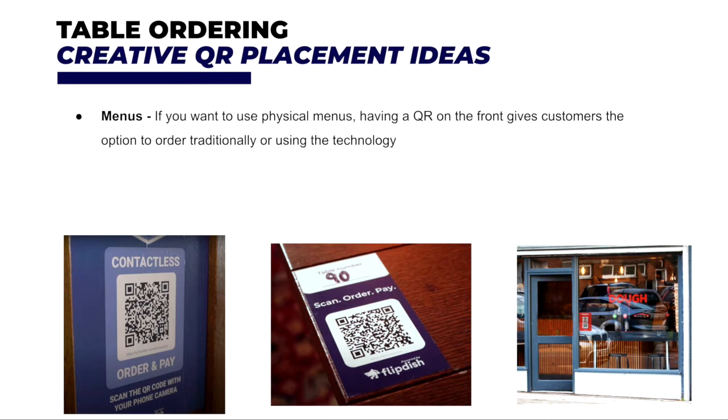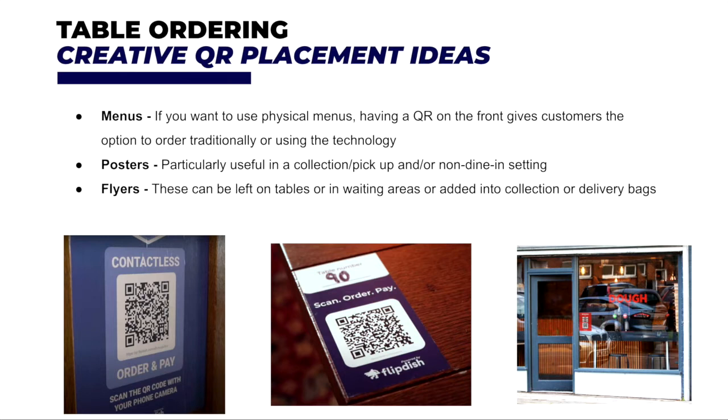For instance, you could place a QR code in your menu if you still want to use physical menus. Having a QR code on the front gives the customer the option to order traditionally or using your new technology. You can also have posters with QR codes, particularly useful in collection and pickup and non-dine-in settings. You can also put your QR codes on flyers, and these can be left on tables or in waiting areas or added into collection and delivery bags.